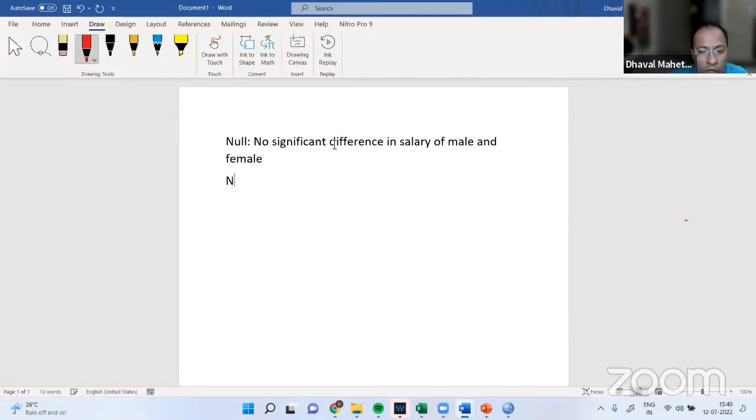Or you can write down null. No significant difference in salary according to the gender. Two methods are available. Please write it down.